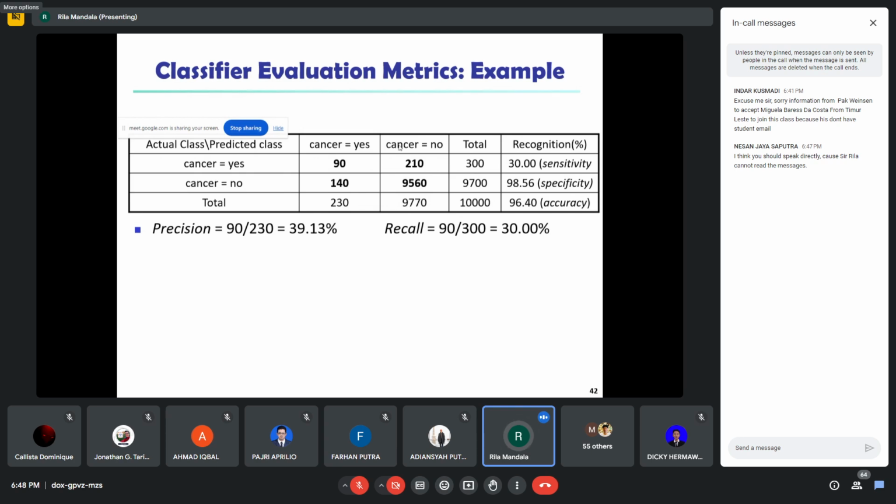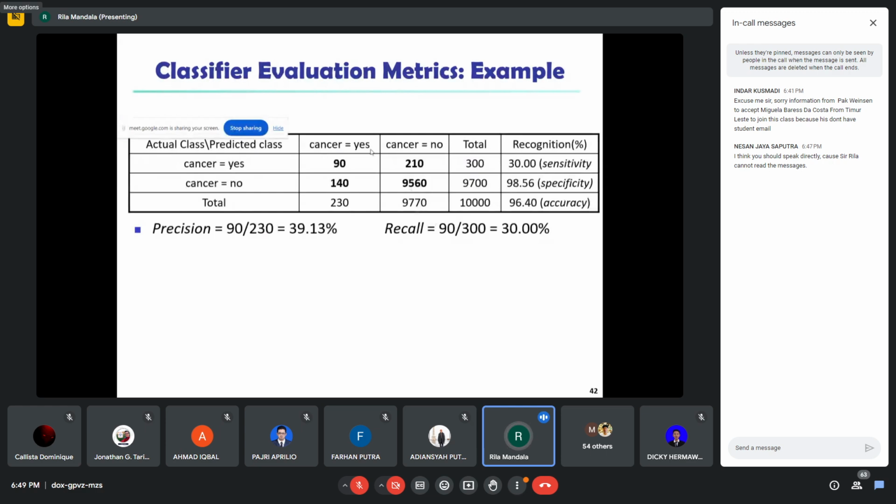So based on this data, you can compute the precision. The precision is the true positive divided by all the predicted as yes. 90 divided by 90 plus 140, which is 230. So it is 39.13%.